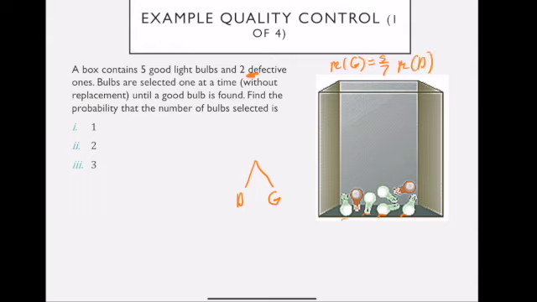And the probability of drawing a defective light bulb is 2/7. I'm probably going to say bad instead of defective a bunch, because if you've got good, don't you feel like you should also have bad? Balances out.